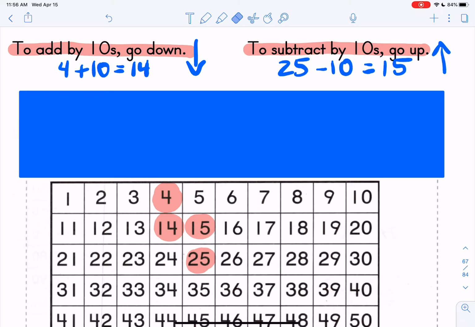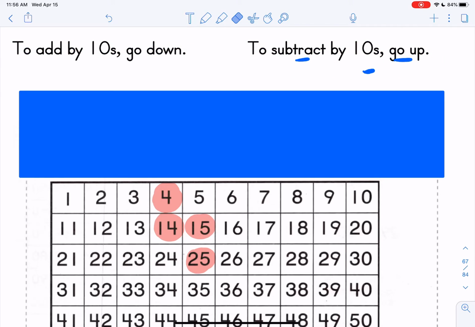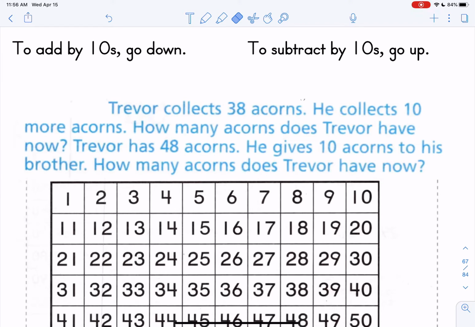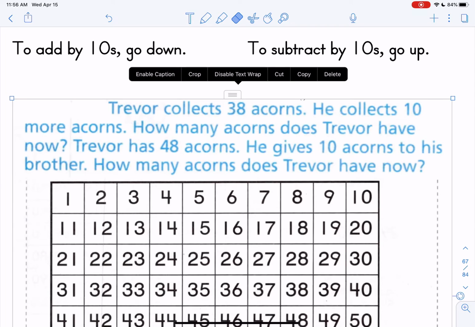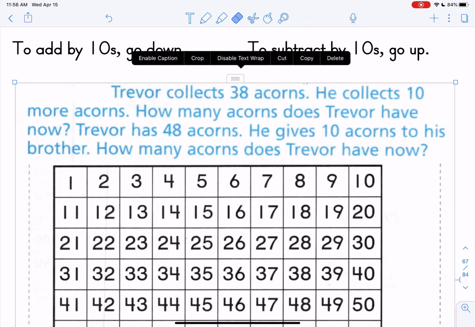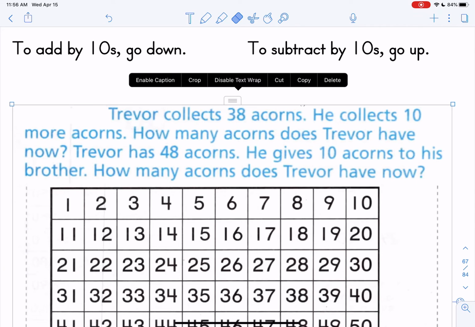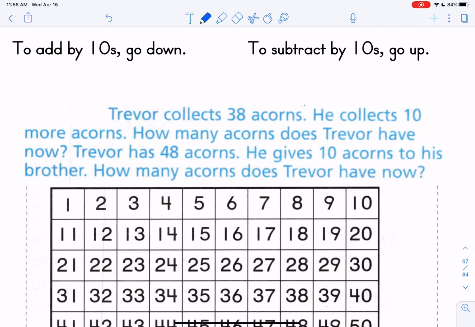Okay, let me clear the board here. Okay, now I've got a harder problem for you. Let's take a look at that. I'm going to have to move this. Oh my goodness, how about this?